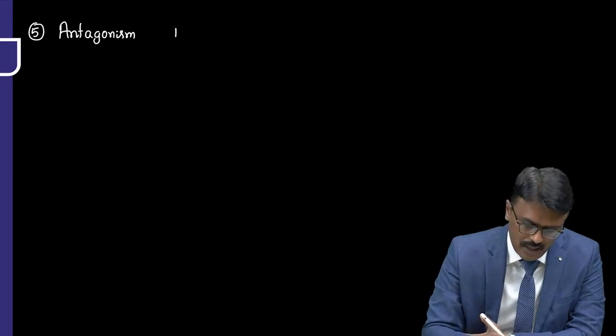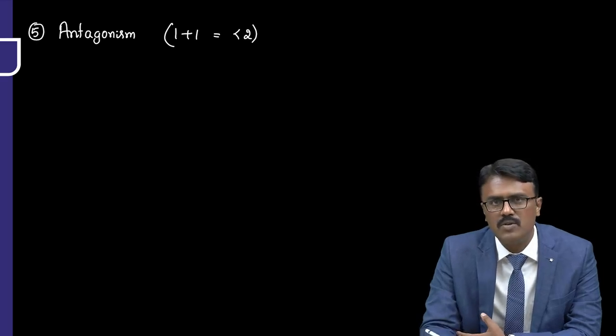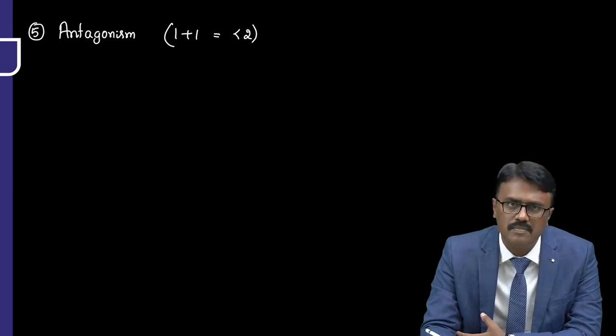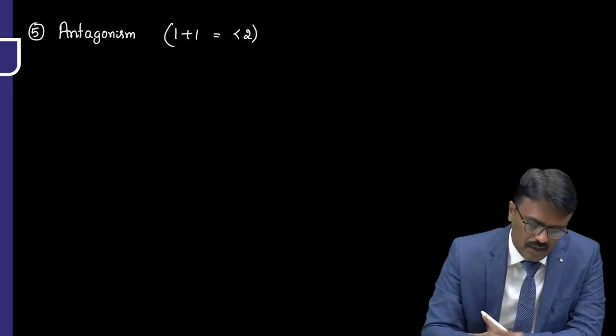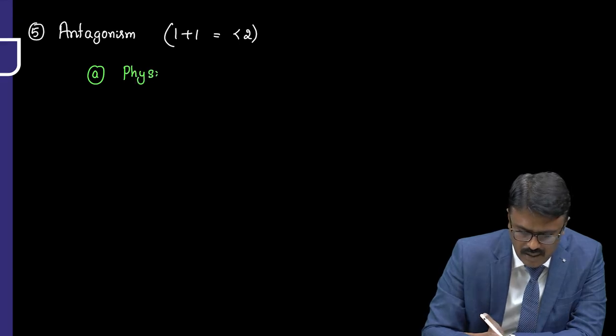Now I can give an example. 1 plus 1, the response decreases. That is, 1 plus 1 should be 2, right? But the response is less than 2. So that is antagonism. Now there are different types of antagonism. Let me tell you. Number 1, there is an antagonism called physical antagonism.